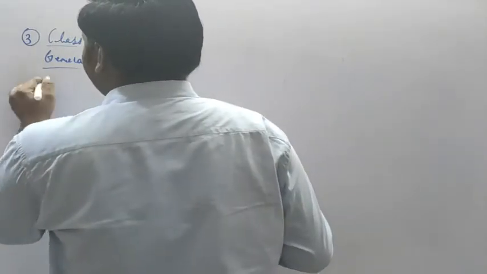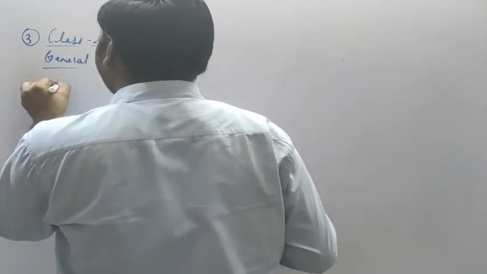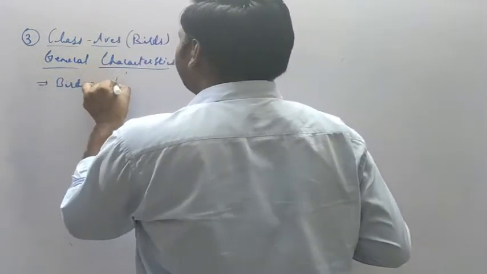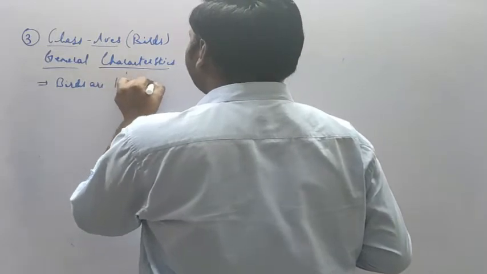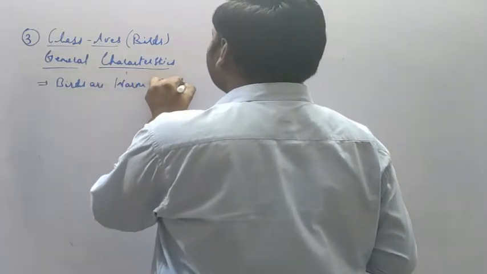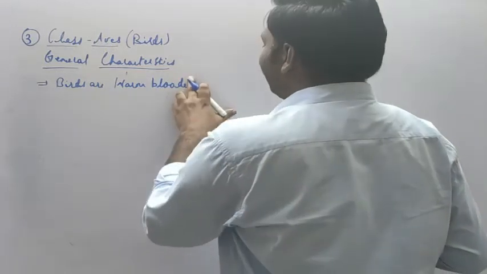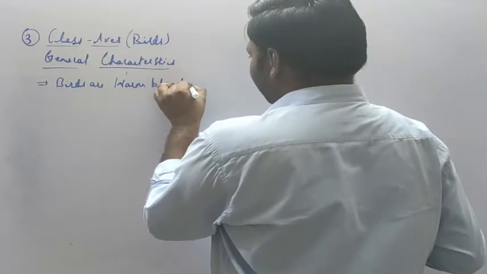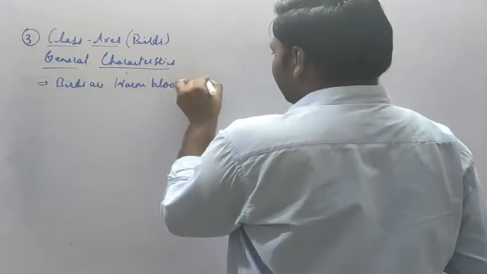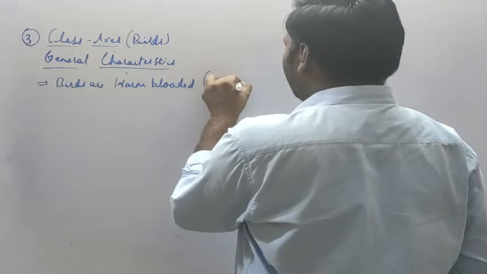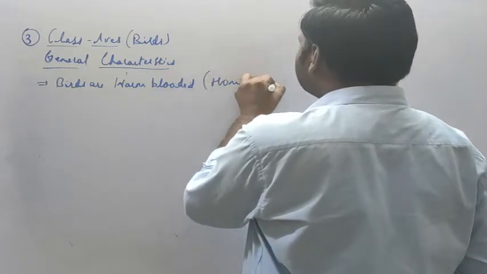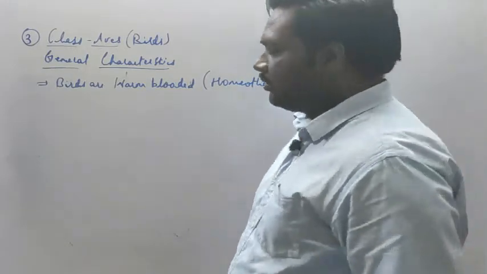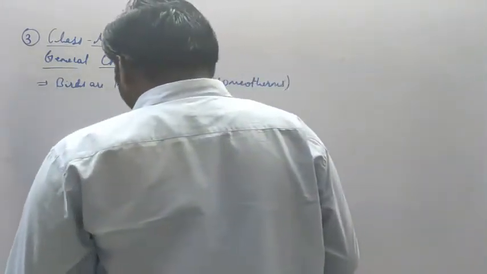Now some few more characteristic features of the birds. Birds are warm blooded. See, until now the animals we have discussed were poikilotherms or cold blooded. Now the birds are warm blooded, or they are also called homeotherms. Okay, so they are capable of maintaining their own body temperature. So this is the characteristic feature.